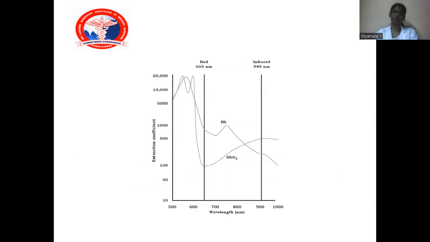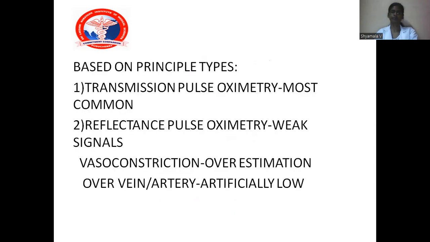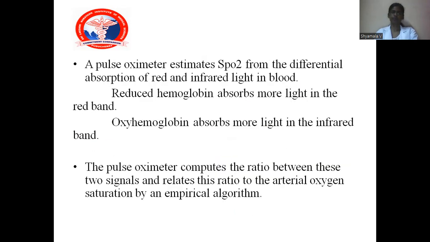This graph shows the absorption of light at different wavelengths. This shows the reduced hemoglobin, which absorbs more in the red wavelength at 660 nanometers, and this shows the oxygenated hemoglobin, which absorbs in the infrared band at a wavelength of 940 nanometers. So the pulse oximeter computes the ratio between these two signals and relates the ratio to the arterial oxygen saturation by an empirical algorithm.